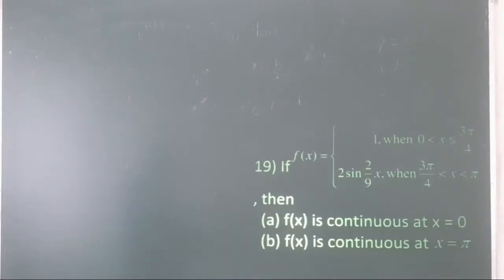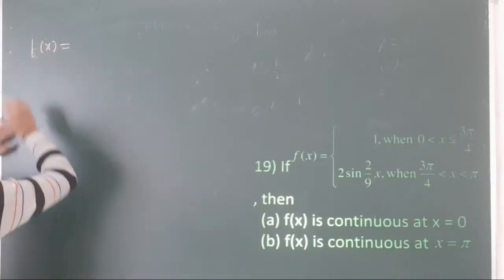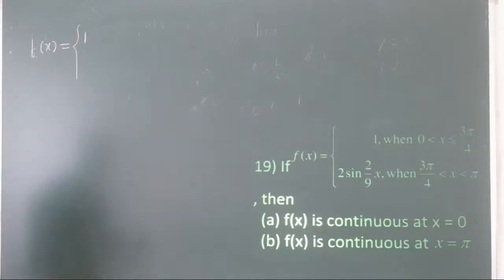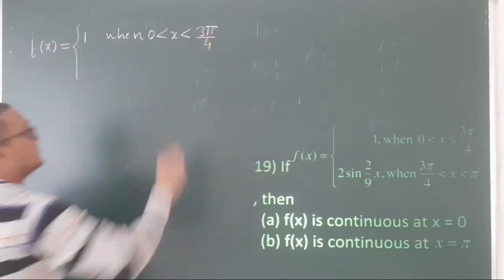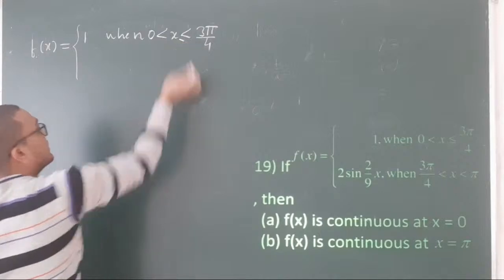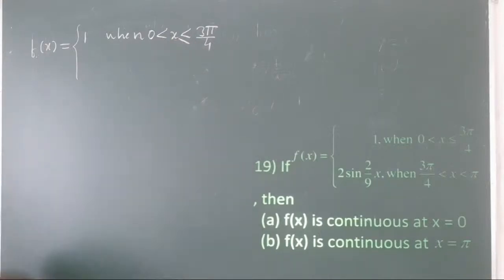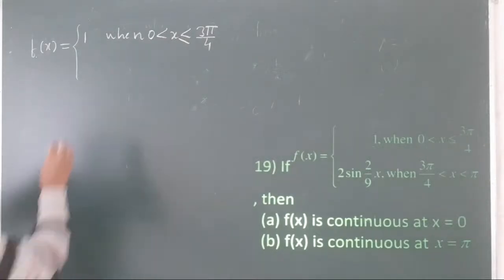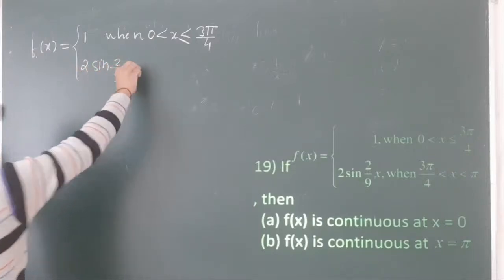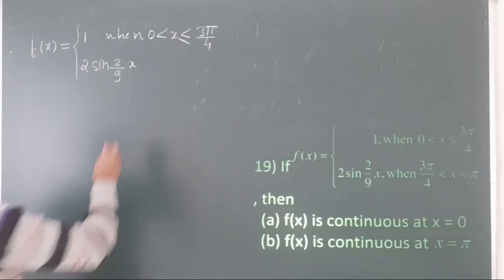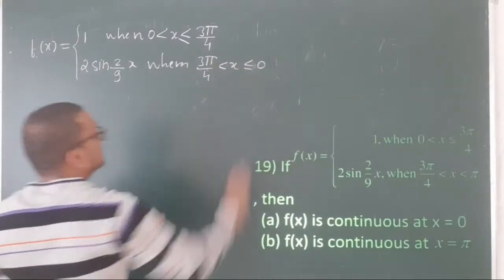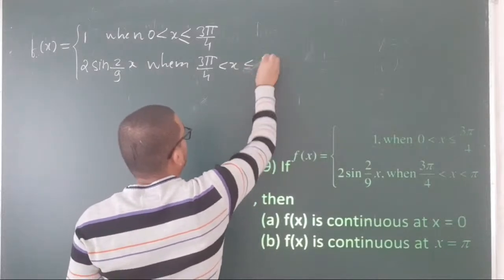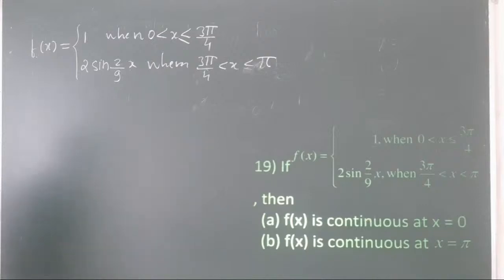Okay, next question, question number 19. f of x is equals to 1 when 0 less than x less than or equal to 3 pi by 4, and f of x is equals to 2 into sine of 2 by 9x when x lies between 3 pi by 4 less than x less than pi. So this is the function here.